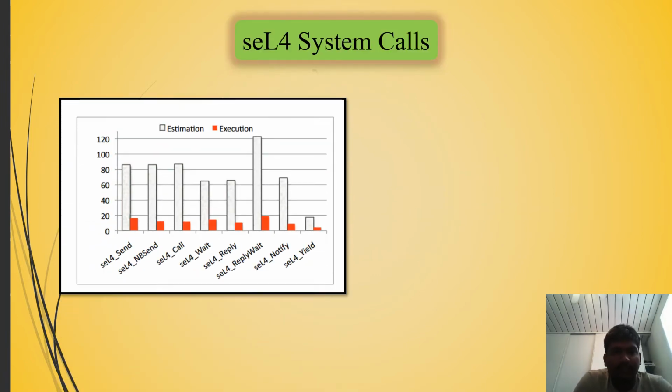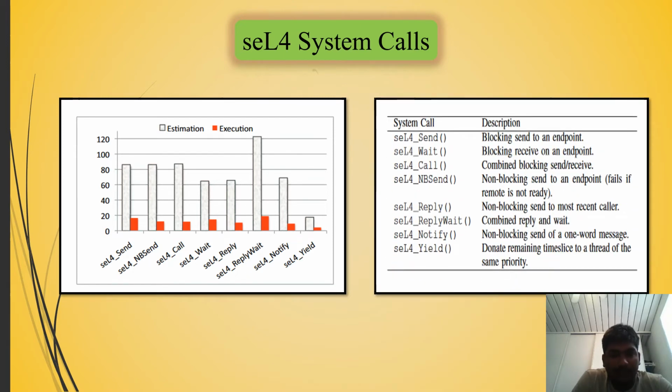In this slide, we will discuss SCL4 system calls. In this image, we can see the estimation time and execution time of SCL4 system calls. SCL4 uses a priority based round robin scheduler. A round robin scheduler is used in the operating system to schedule processes. In this process, time sensitive threads must be assigned the highest priority on the system, so they can run as soon as required. In SCL4, threads don't communicate with each other, they construct IPC endpoints.